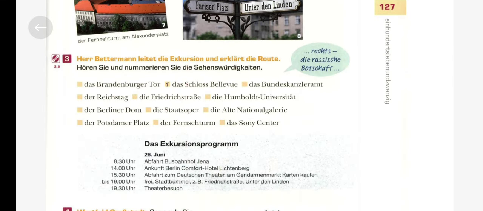Next is Herr Bettermann leitet die Exkursion und erklärt die Route. Bettermann leads the excursion and explains the route.